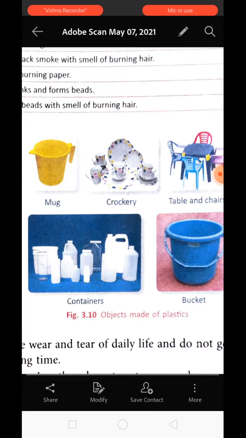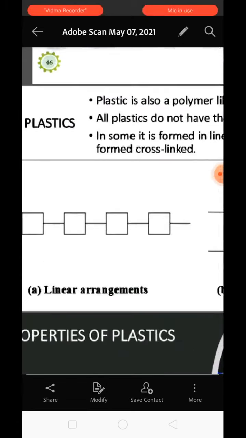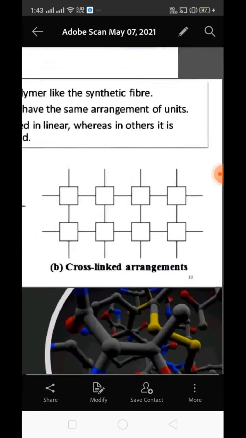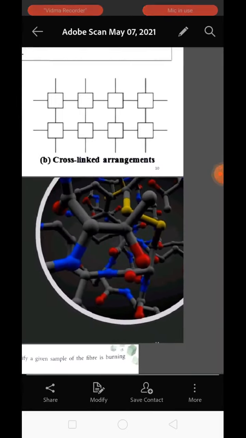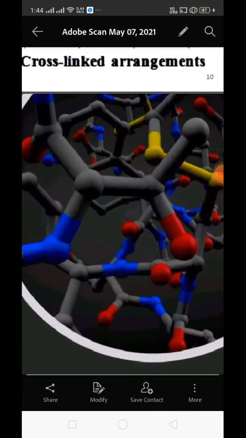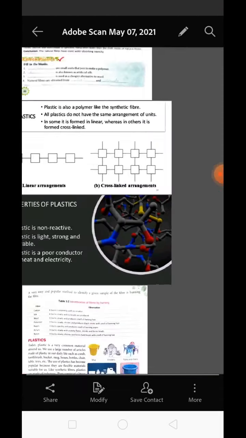These plastics are composed of linear as well as cross-linked polymers. You can see over here plastics are made up of linear or cross-linked polymers. You can see over here the polymers are like this. Understood? Now what are the properties of plastic?